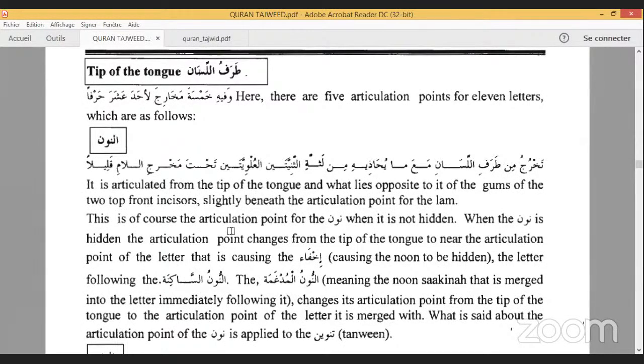And the tip of the tongue, there are 5 articulation points for 11 letters, which are as follows. So, brother and sister, we're going to talk about the tip of the tongue next week, inshallah, in the next episode.